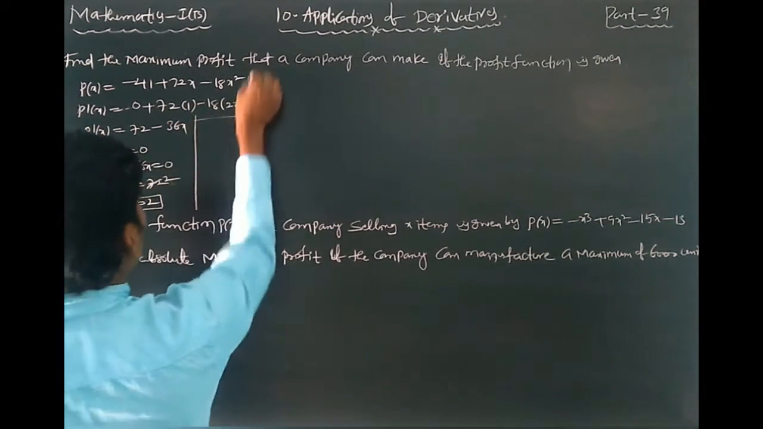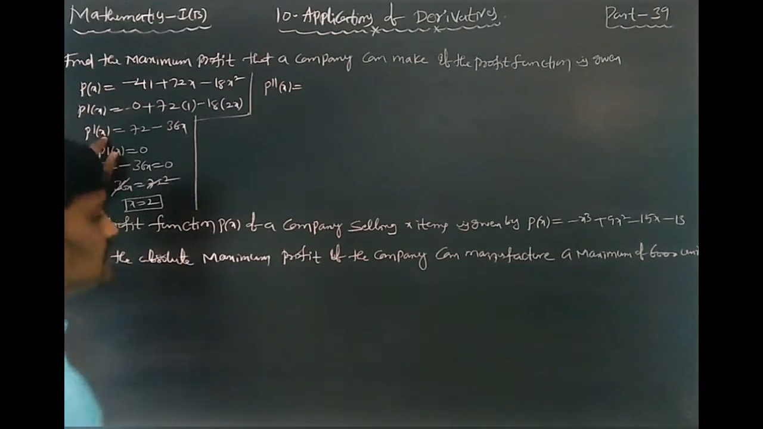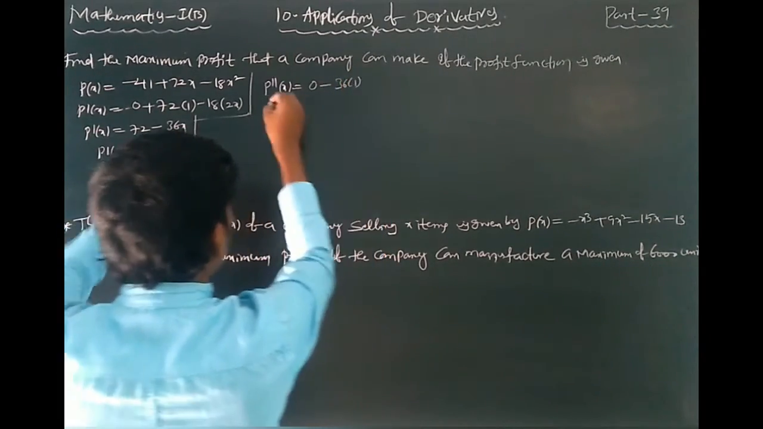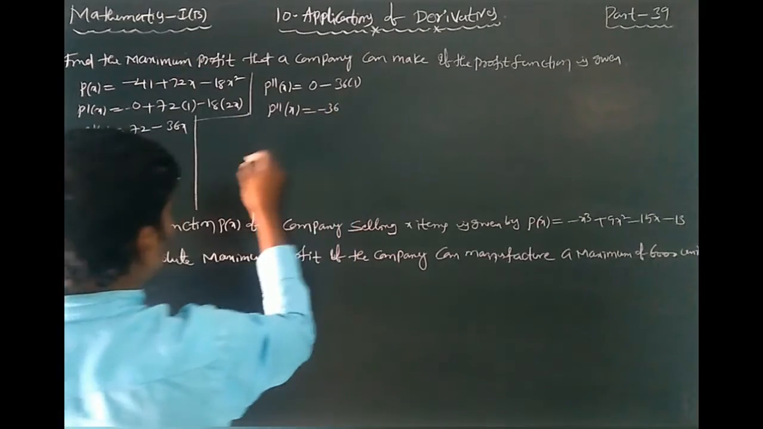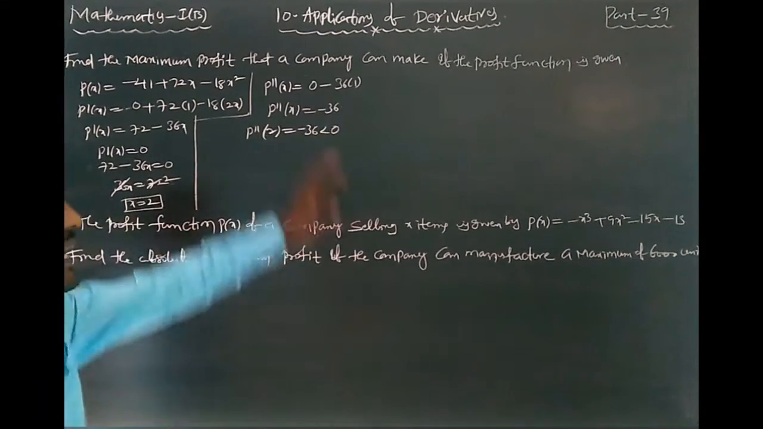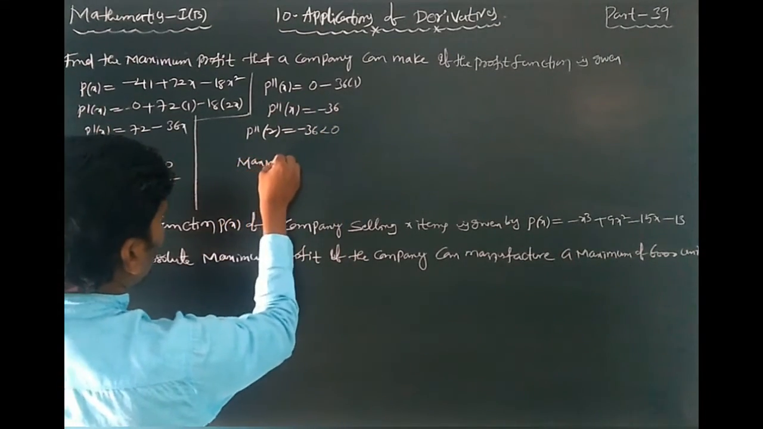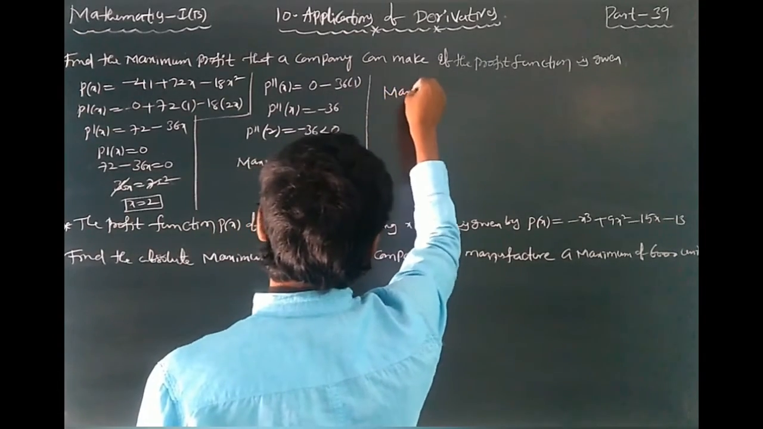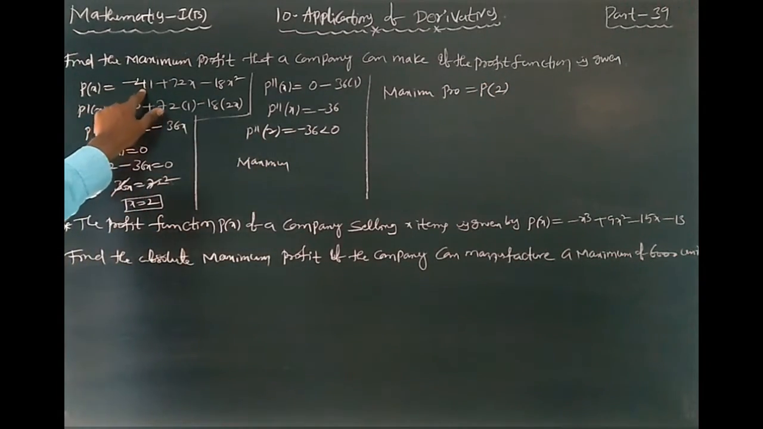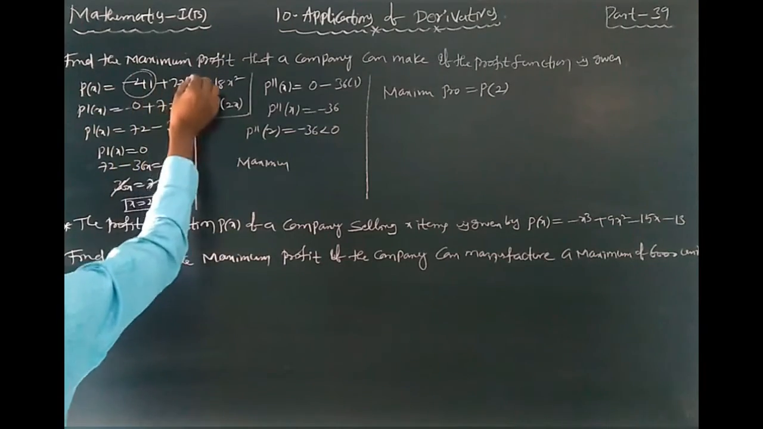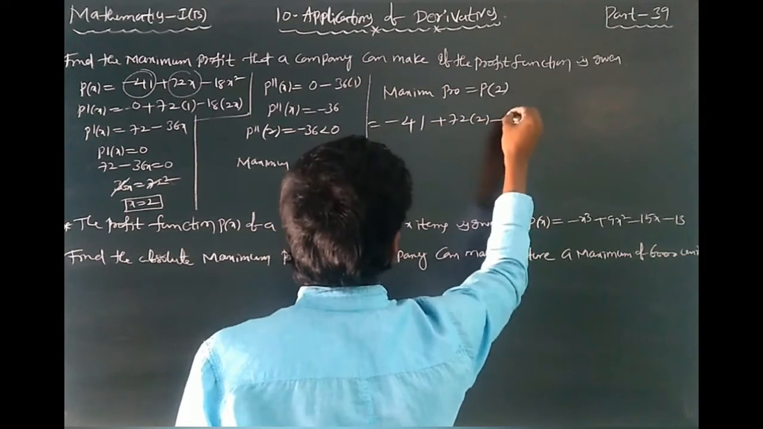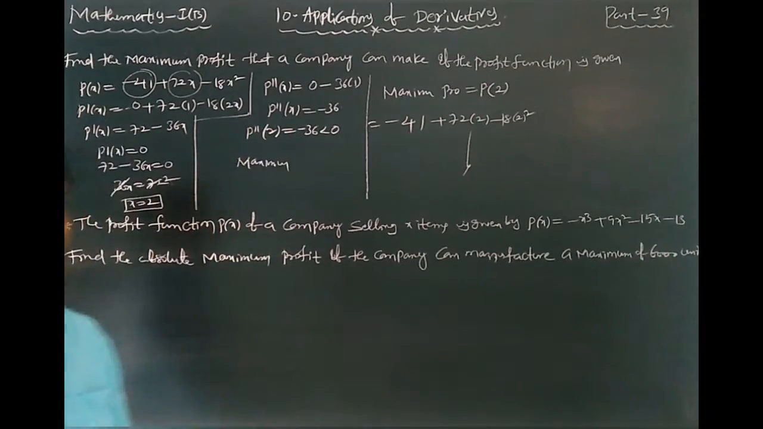After that, take the second derivative. p double dash is the derivative of p dash: the derivative of 72 is 0, minus 36 into the derivative of x, which is 1, so p double dash of x is minus 36. Then p double dash at x equal to 2 is minus 36, which is less than 0, so this gives the maximum profit. The maximum profit equals p of 2. Substitute x equal to 2 in the equation: minus 41 plus 72 into 2 minus 18 into 2 square. Simplify to get the maximum profit. This is the first problem.